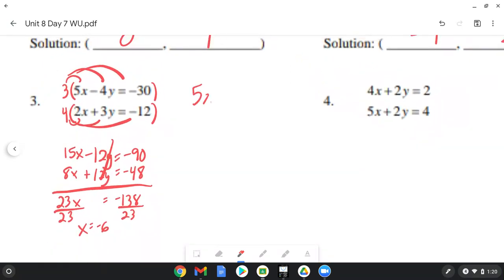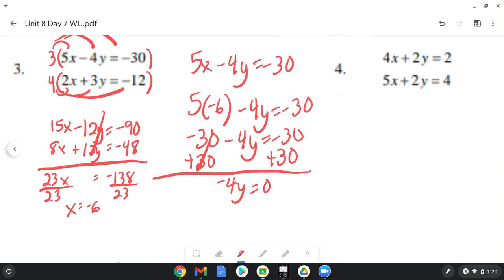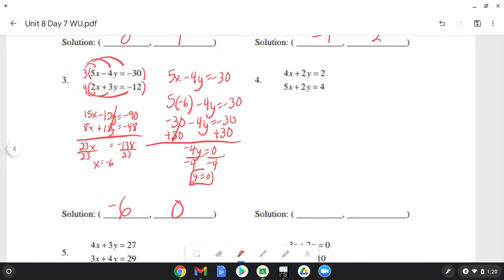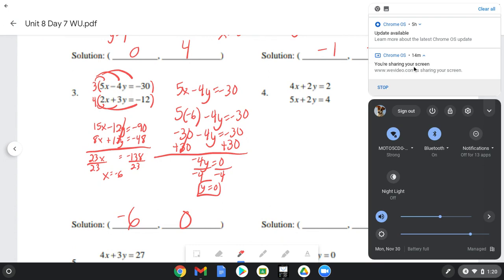And then we've got to plug that into either the top or the bottom. It doesn't matter which one. I'll plug it into the top here. So 5 times -6, so I get -30. Add 30 to both sides. Divide by -4. And I get y equals 0. So that'll be my other half. So -6 comma 0 is my answer for number 3. And I think that's enough practice for this. So then you guys are on your own for the rest of it.